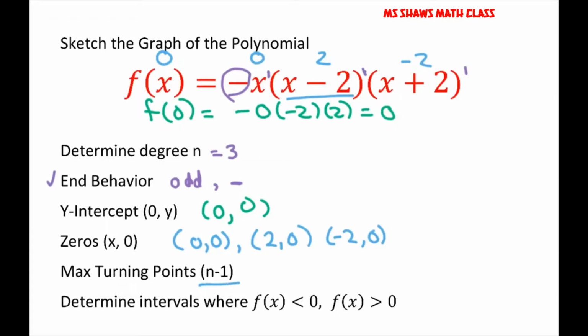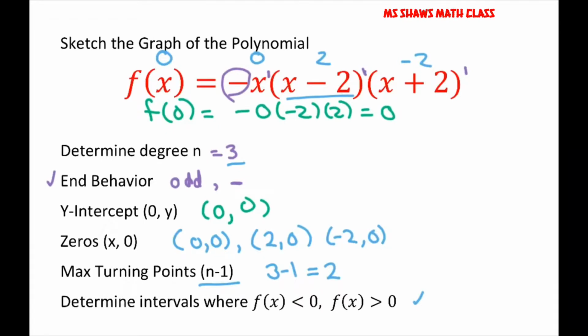Maximum turning points of the graph, you just take your n minus 1. So we can have at most 2 turning points. Determine where y is negative and y is positive. We're going to do that after we graph it.